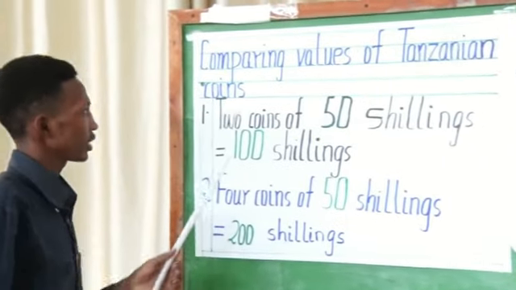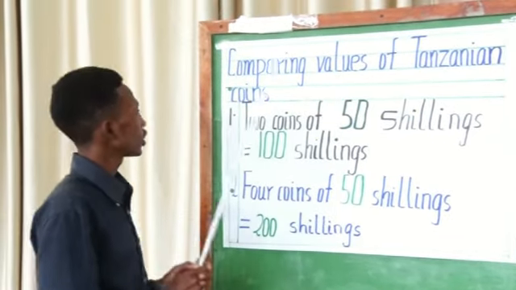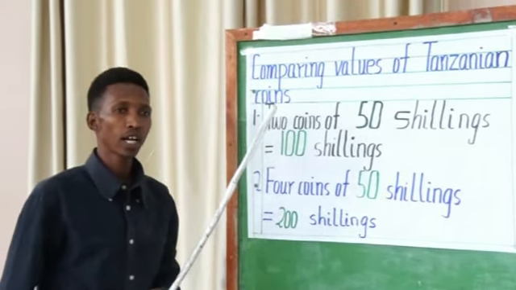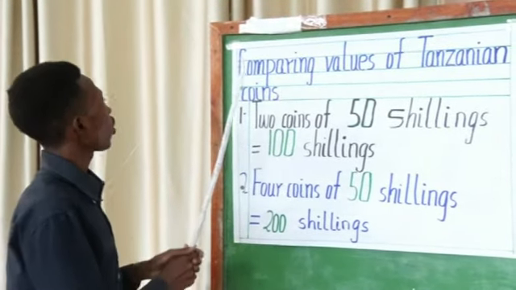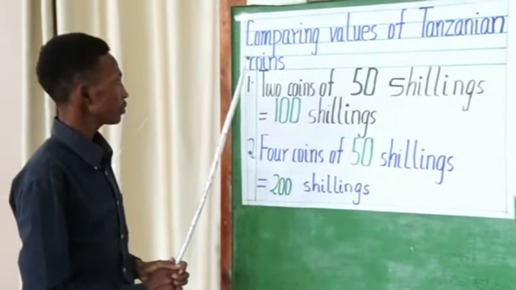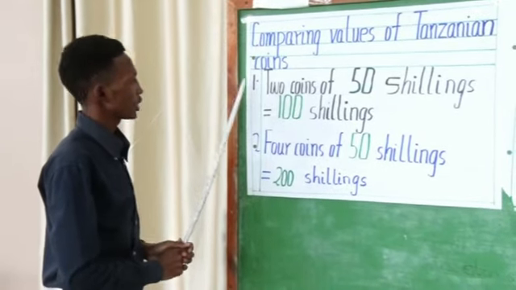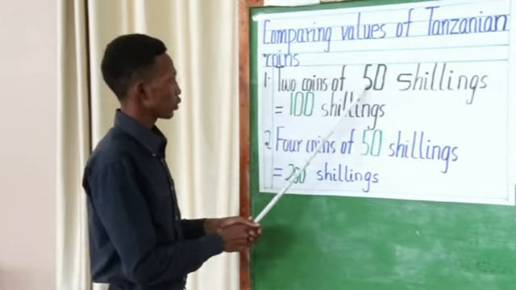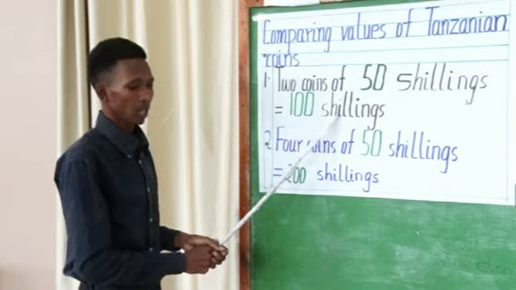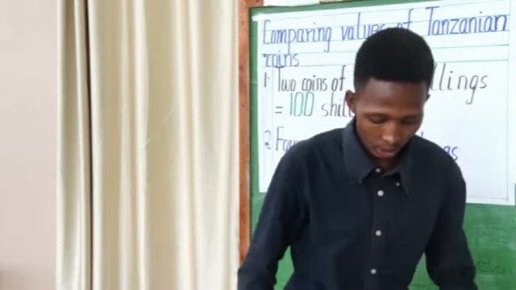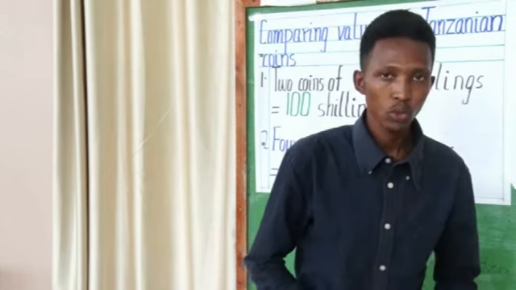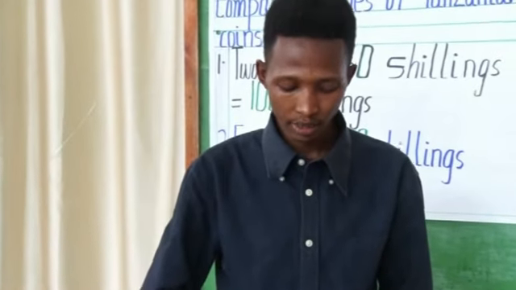Then, when you're comparing the Tanzanian coins, this means when you have a certain coin, then you compare it to another certain coin. So, comparing values of Tanzanian coins. The first example says that 2 coins of 50 shillings is equal to 100 shillings. Let me remind you something, and I show you the coins of Tanzania, so that maybe you have forgotten, then you'll understand again.